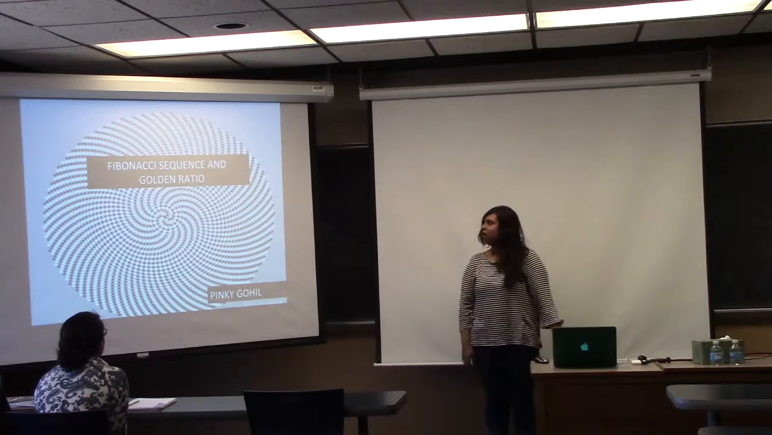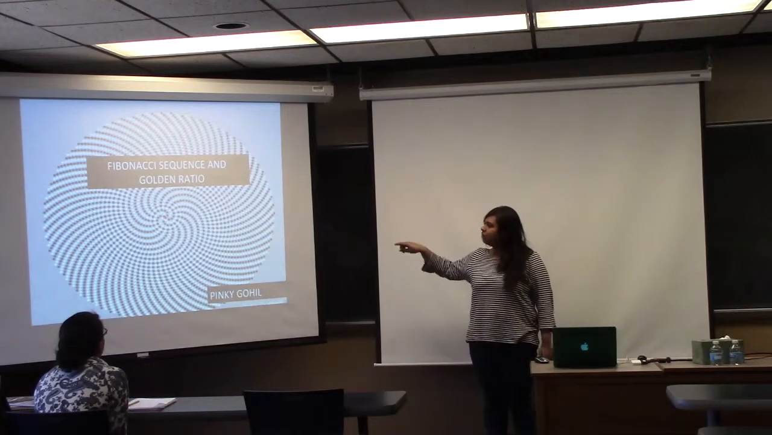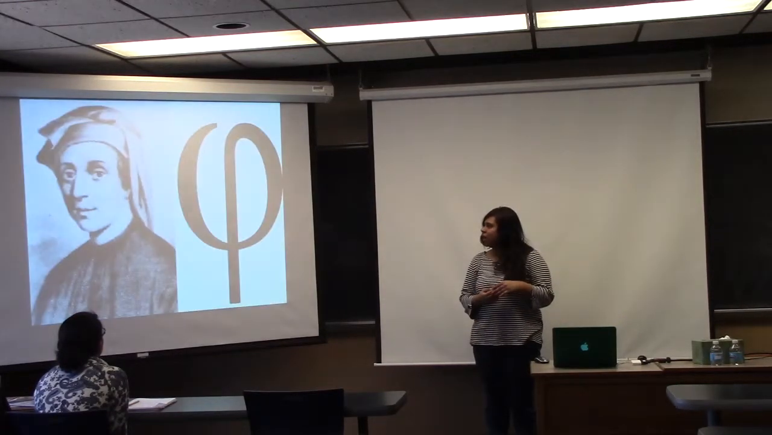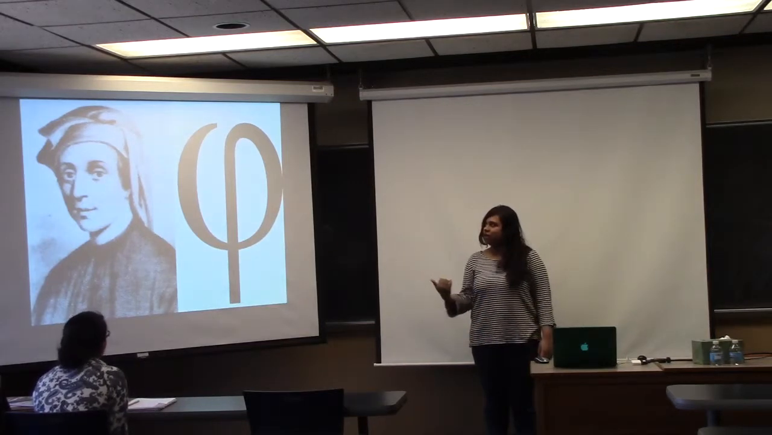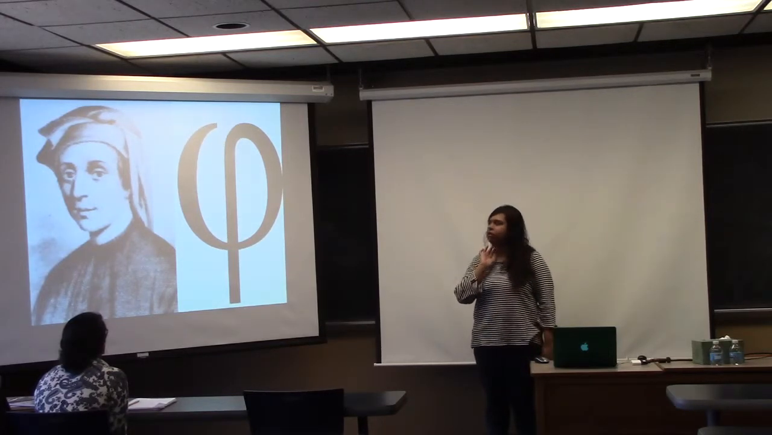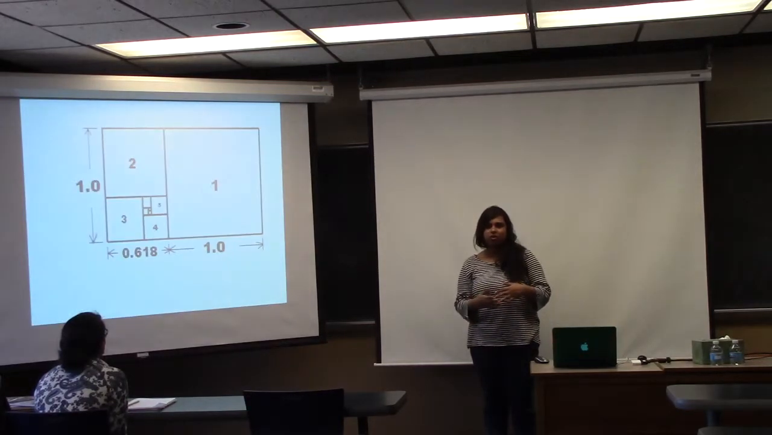Hi, so my name's Pinky, and my topic was the Fibonacci sequence and golden ratio. The image here has the Fibonacci spiral, and you can see it if you look at it closely. They've used multiple spirals to create it, and I really like that. The guy on the right is Fibonacci. He's Italian. He first started mentioning the series in his book, and the symbol on the left is phi, which is 0.618, and it symbolizes the golden ratio. The golden ratio and Fibonacci sequence are interrelated.